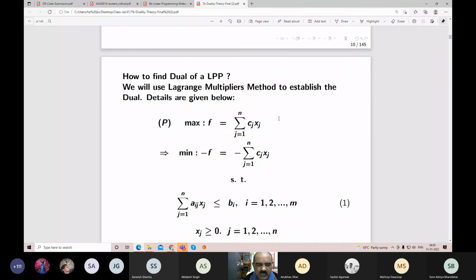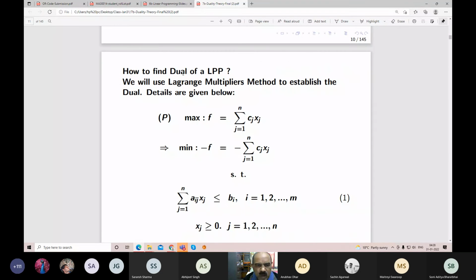Now, there is a question: how do you find the dual of an LPP? The answer is, we will use the Lagrange multiplier method to establish the dual. The details are given below.